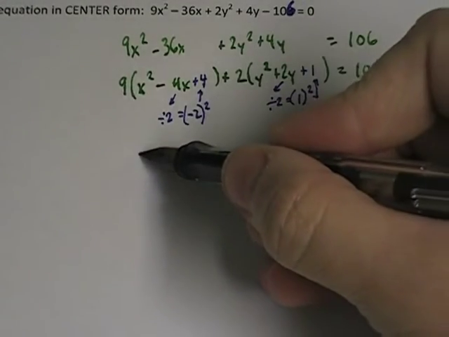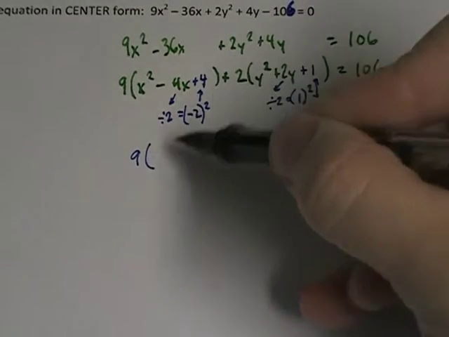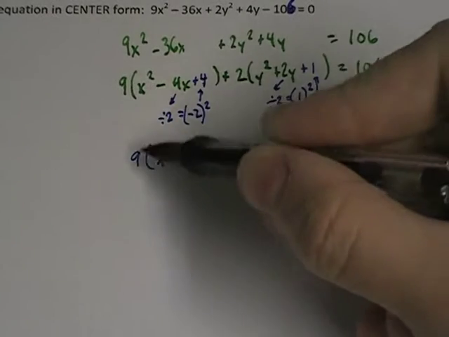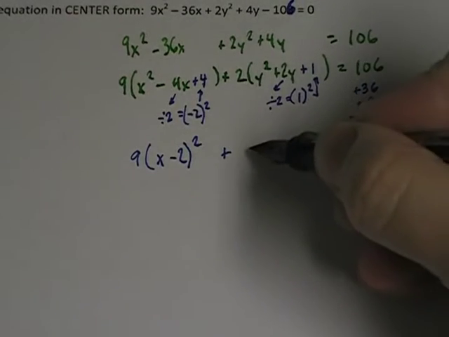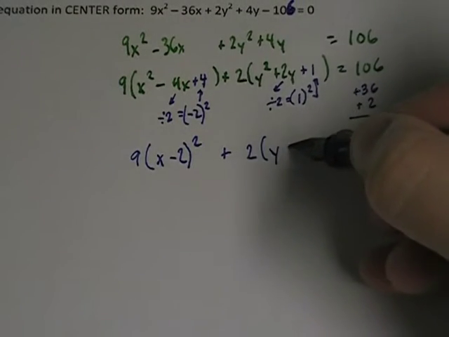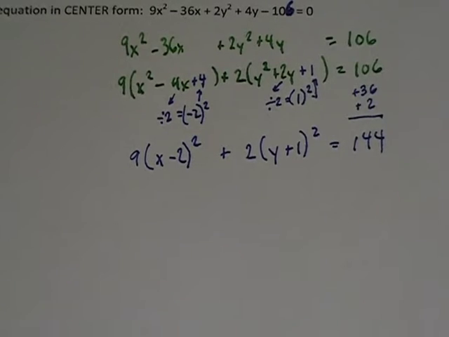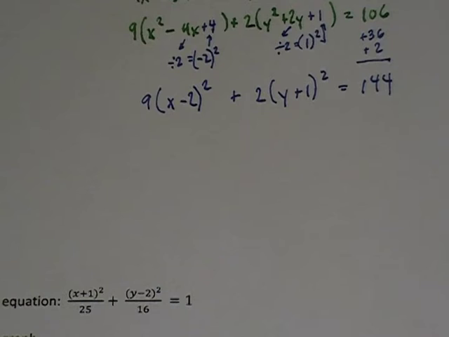So what do we get? We get 9 times x minus 2 quantity squared, plus 2 times y plus 1 quantity squared. Okay, so we get that. We're happy with that. That's good.